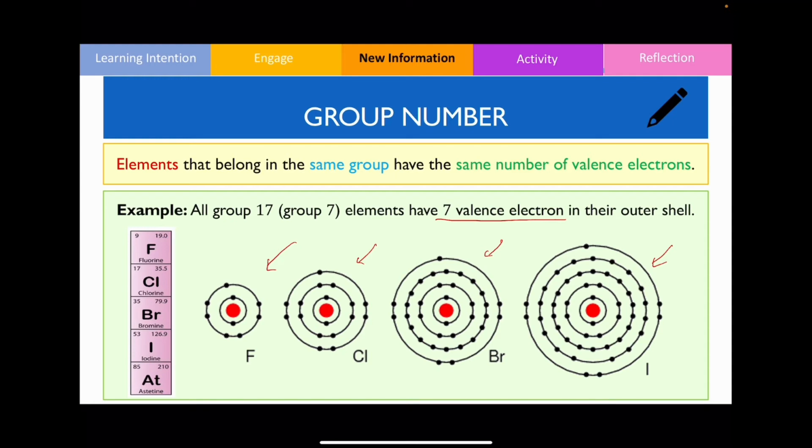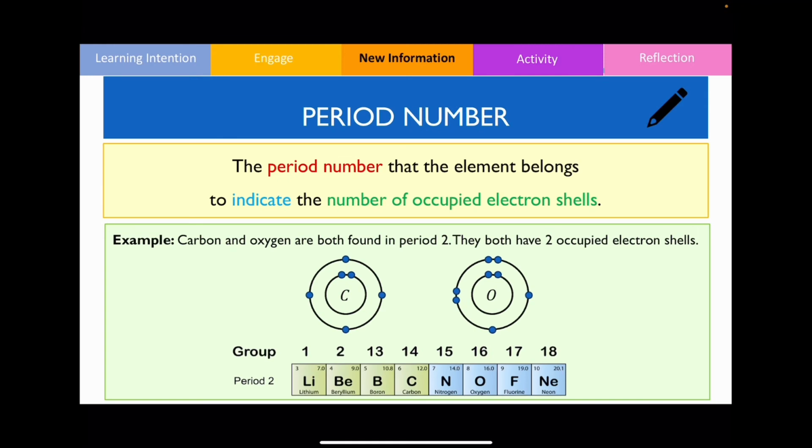Now that we've looked at the group numbers, let's look at what information we can get from the period number. The period number that the element belongs to indicates the number of occupied electron shells. So if you look at the example down below, both carbon and oxygen are found in period 2. So they're found in row 2 on the periodic table. Because they are both found in row 2, this means that they should have 2 occupied electron shells, and this is supported by these illustrations of the atomic structure for both of these elements.